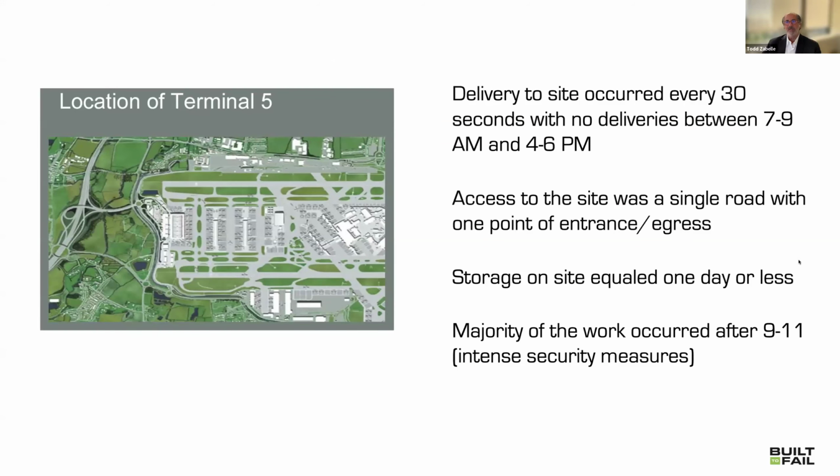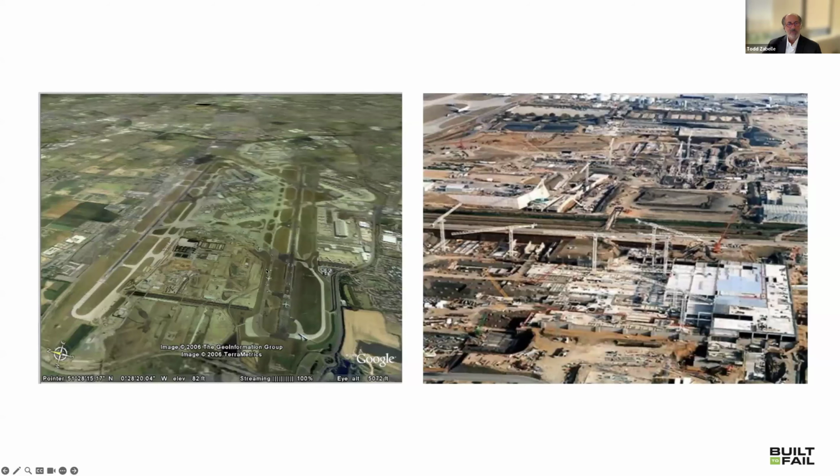So some metrics that I think are really important, and we went out to map this situation and to define the problem. As part of the planning inquiry, BA agreed to not allow any deliveries between 7 and 9 a.m. and 4 and 6 p.m. every day. And there was a delivery that occurred every 30 seconds through a single road with one point of entrance and egress. The storage on site equaled 1 day or less. Okay, so we weren't going to drag all the stuff out there. And the majority of the work occurred after 9/11. So think about 100 tower cranes out there and operating runways on both sides. And one of the strategies by the Ministry of Defense was to change the routing of the planes coming in. So we would start, we would stop, we would start, we would stop, but there's deliveries coming in every 30 seconds, right? And here's another view of the complexity that David and Ed were talking about.